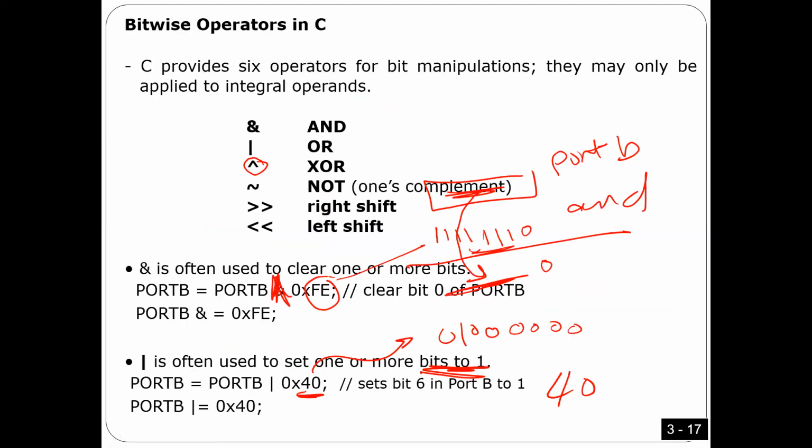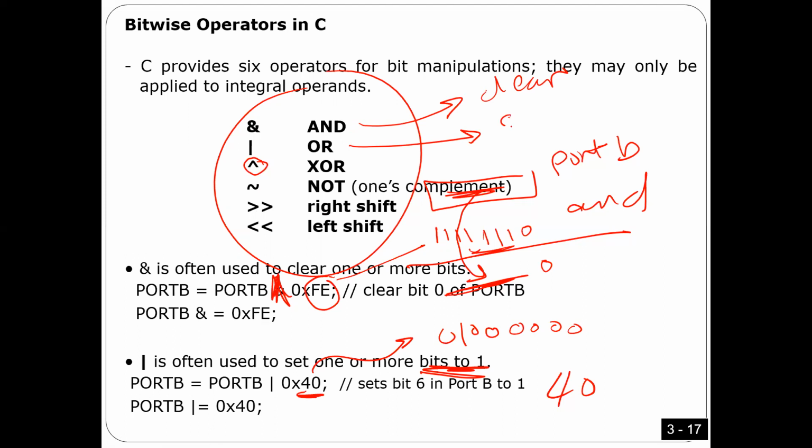We have operators here. I explained these bitwise operators, like AND, OR, XOR, one's complement, shift right and shift left. As I said in C language, AND is used if you want to clear some bits and you don't want to change the other bits, OR is used if you want to set some bits, and XOR is used if you want to flip or toggle some bits.